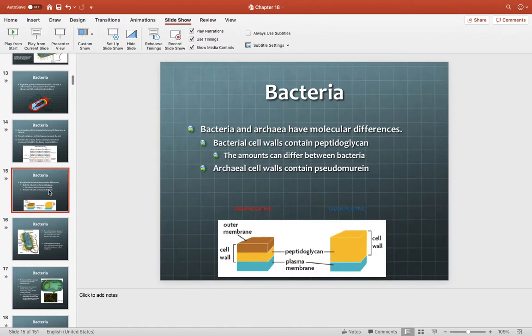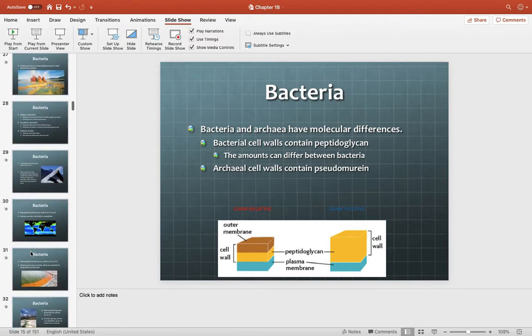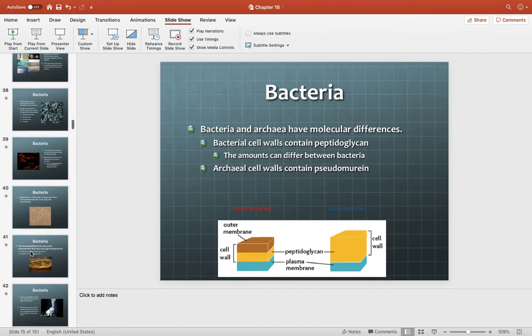Oh, here it is. All right, so this is gram-positive. It has a huge peptidoglycan, and on this one, gram-negative, it has the outer membrane here, and then it has peptidoglycan right here. Okay, so gram-positive and gram-negative, and that's what we're going to be staining when they call this a gram stain.